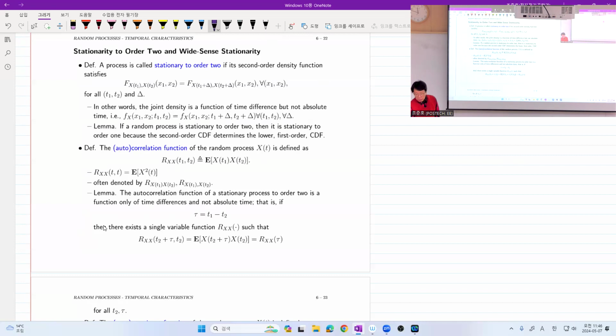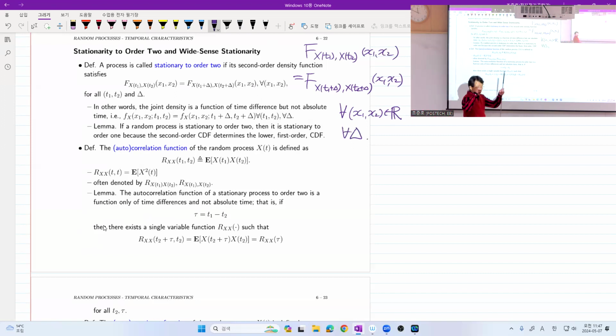So you feel that, hey, I have to handle the second order CDF or PDF or PMF. Now, this is a two-dimensional function. And what would be the stationarity? Here goes the power of that capital delta. You put the same offset to T1 and T2, and this function of x1 and x2 is the same two-dimensional function for all delta.